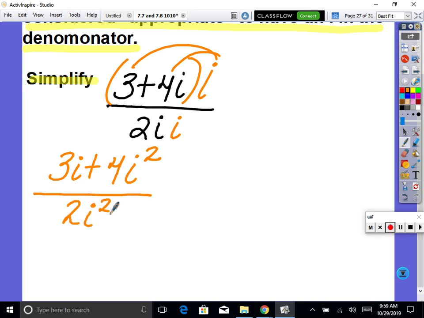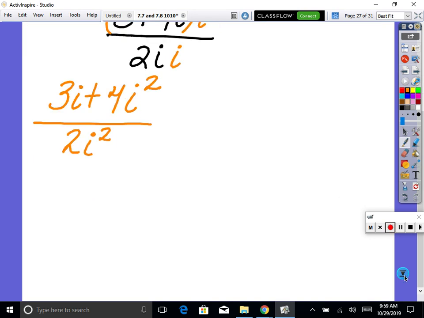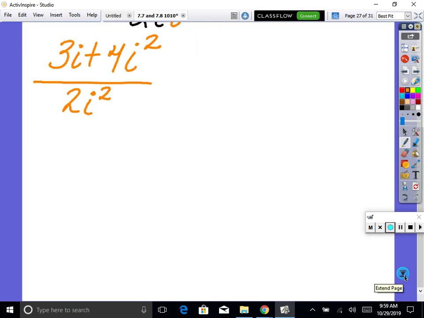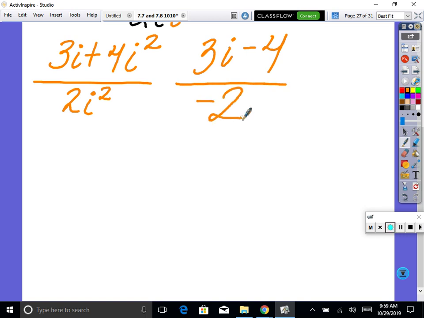Now you'd say, okay, I don't divide across addition signs. I'm not going to divide out i squared because that is not what we're doing here. However, we know i squared is -1. So isn't this 3i minus 4? 4 times -1 is -4. Divided by 2 times -1 is -2. Then we are going to rewrite this appropriately. First of all, the top should be written as a plus bi, so that's -4 plus 3i. And then that's all over -2.